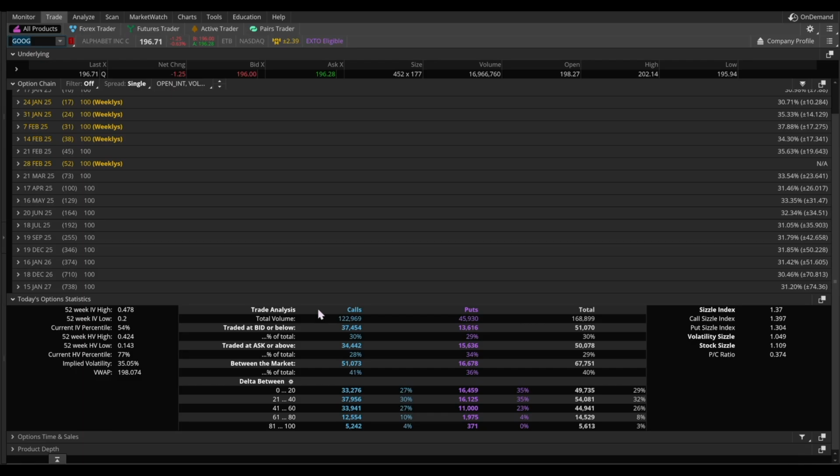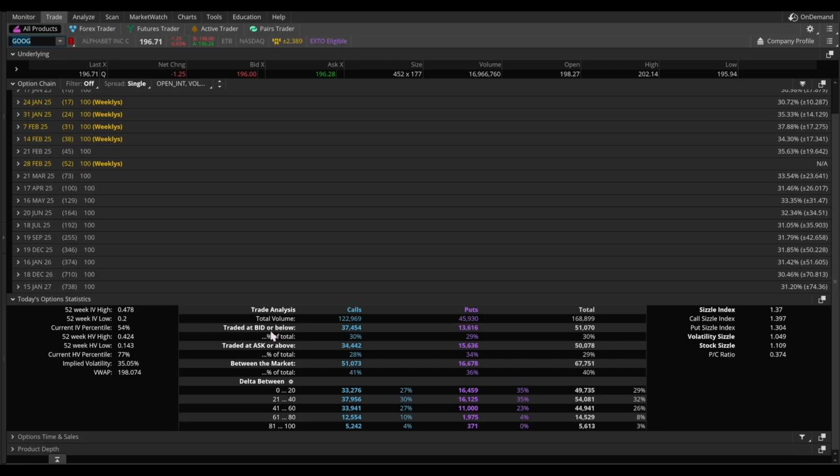So let's go ahead and break each one of these rows down. The first thing we see here is the total volume, and it's going to tell us under calls there were 122,969, and then for puts there were 45,930, and then it gives us a grand total of 168,899. So this is good to know as far as analyzing the charts and what's going on with price action as you're going throughout the trading day.